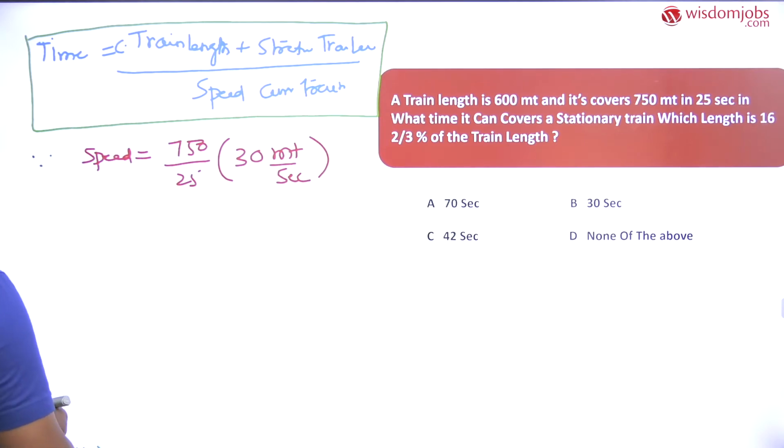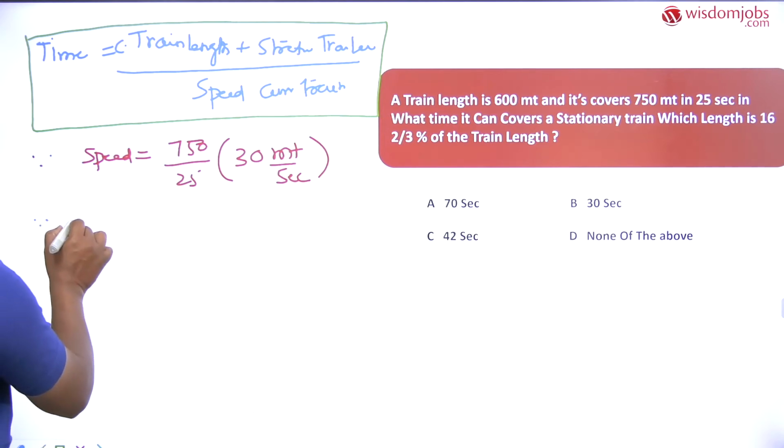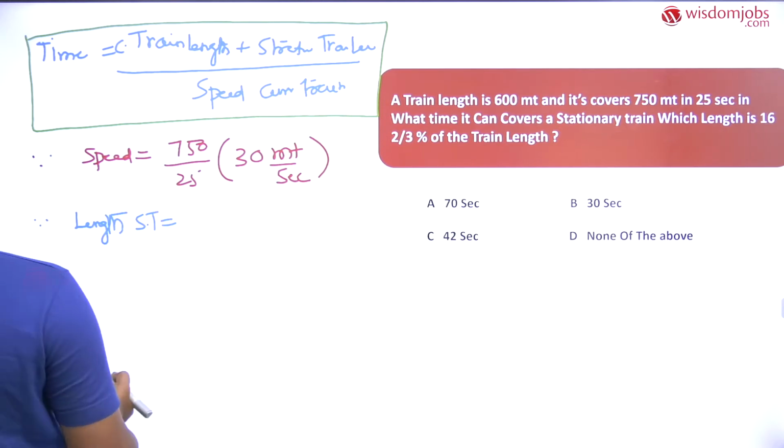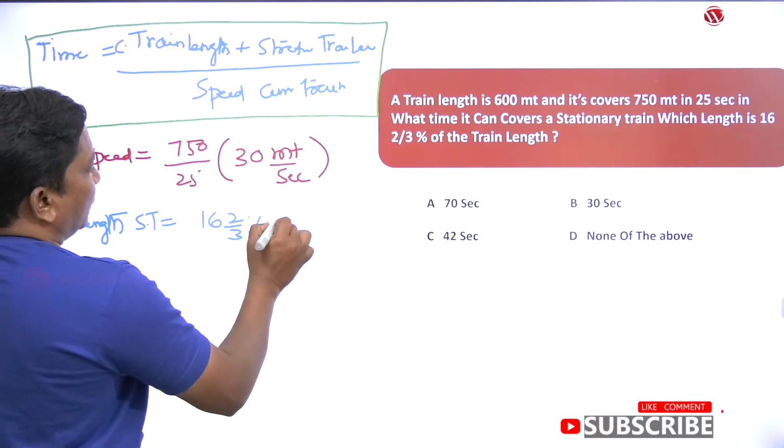And one more thing, dear students: you have to find the length of the stationary train. The length of the stationary train equals 16 and 2/3% of the train length.